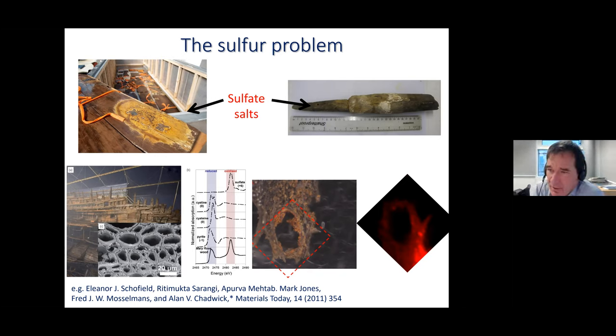So over the first few years that the Vasa was displayed in the air to the general public, particularly round nails in the wood, the iron in the nails of the wood catalyzed this oxidation process. The creation of sulfuric acid, which of course is very damaging to the wood, led to the destruction of the wood. So we knew about this.